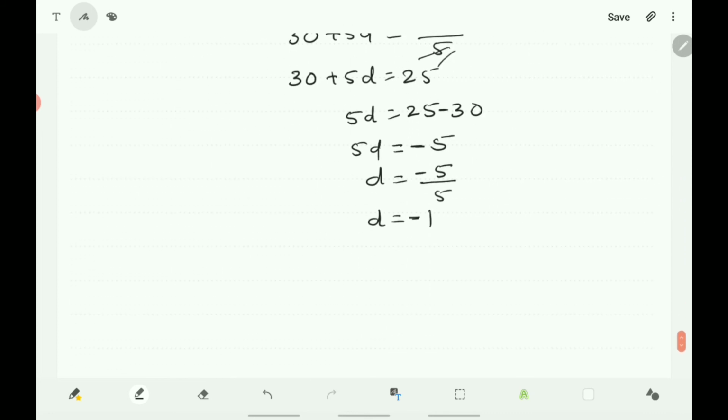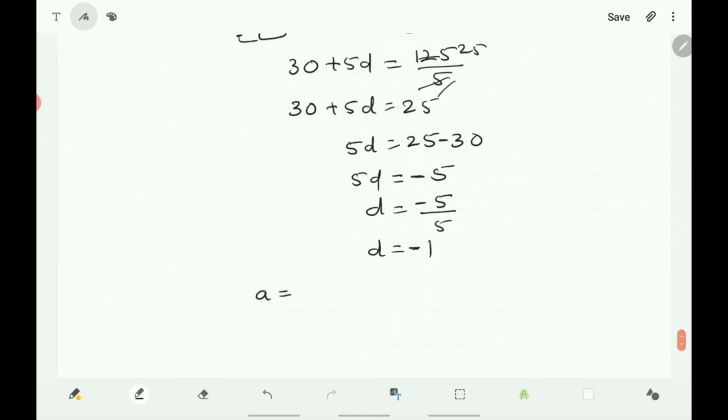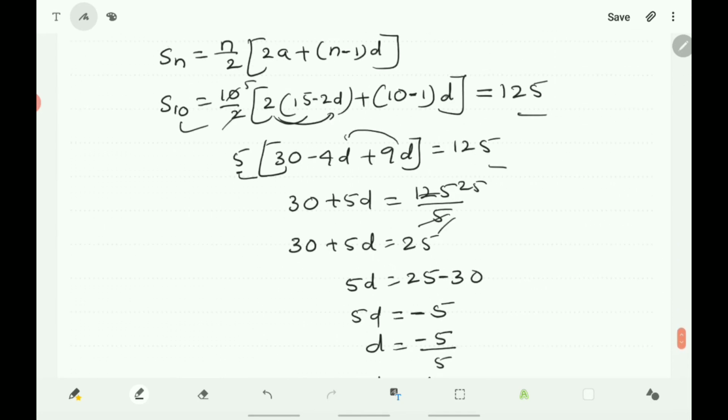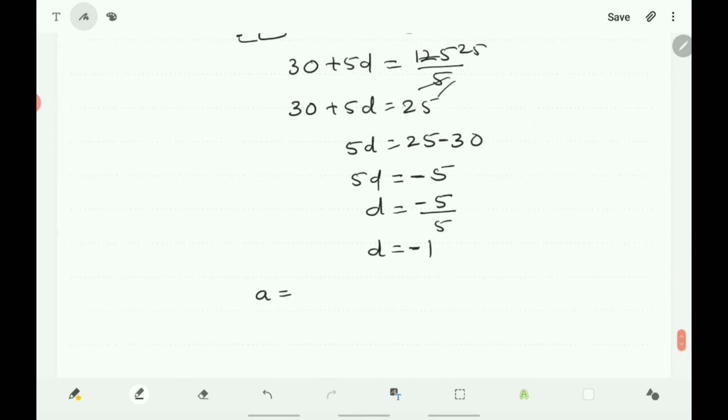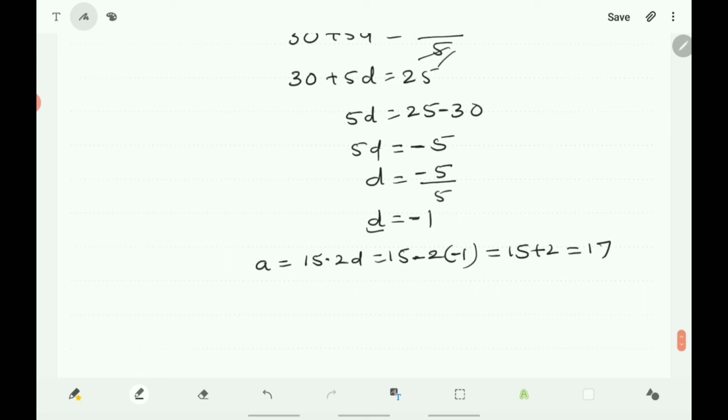Then use that a is here 15 minus 2d. 15 minus 2d becomes 15 minus 2 into minus 1, because the value of d is minus 1. So it is 15 minus 2 into minus 1, which is plus 2, that is equal to 17. You got a is equal to 17 and d is equal to minus 1.